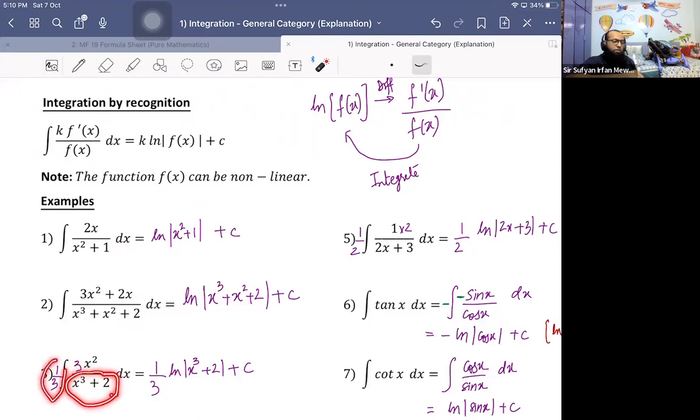This 1 upon 3 that is outside will come over here. If we integrate this, the integration of this is ln with the denominator, that is ln x cube plus 2. So this 1 upon 3 will come over here, and 3x square upon x cube plus 2 will become ln of x cube plus 2, plus C. I have taken modulus. Even if you take brackets, that is also fine, but just to align myself with the examiner, I have taken modulus. So are we able to understand example number 3 over here?